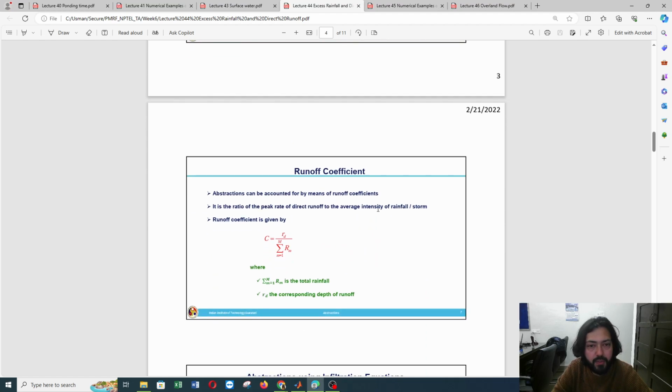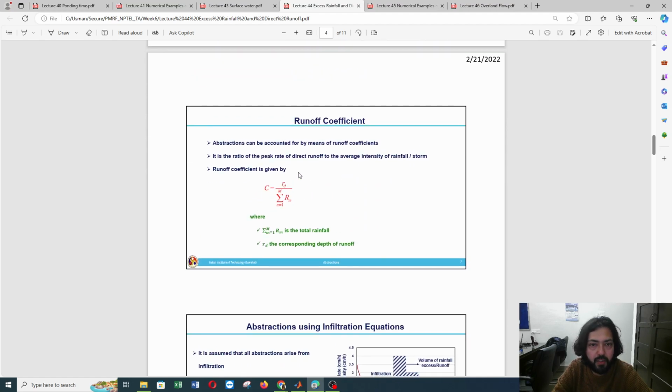Then there is another approach called the runoff coefficient. Using the runoff coefficient also, we can calculate the value of direct runoff. The runoff coefficient is the ratio of the peak of RT divided by the average rainfall intensity.